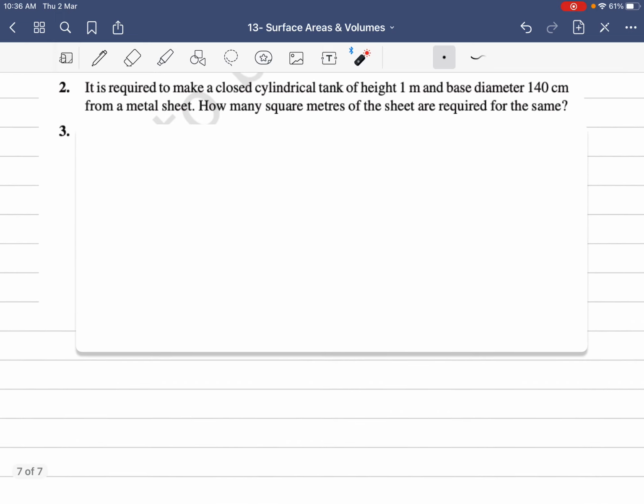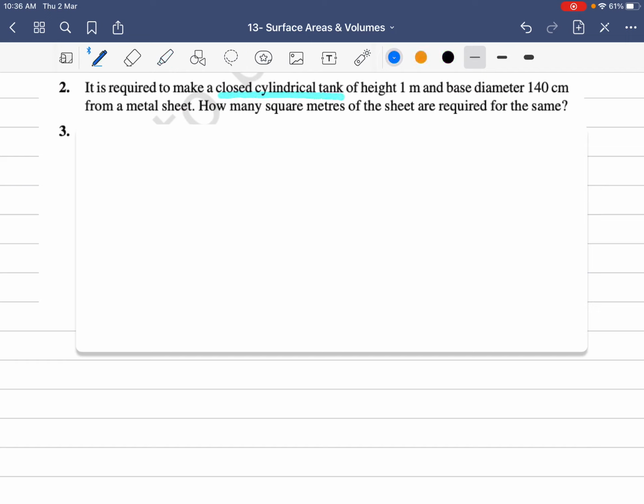Okay, so the question reads, it is required to make a closed cylindrical tank of height 1 meter and base diameter 140 centimeter from a metal sheet. As soon as you are starting to read the question, don't just read the entire question and get confused and overwhelmed by the piece of information that is given. What you should do is, as you are reading the question, you try to visualize the question and start putting out the values that are given to us. For example, here this question talks about a closed cylindrical tank.